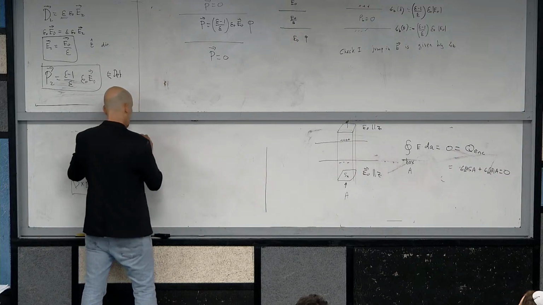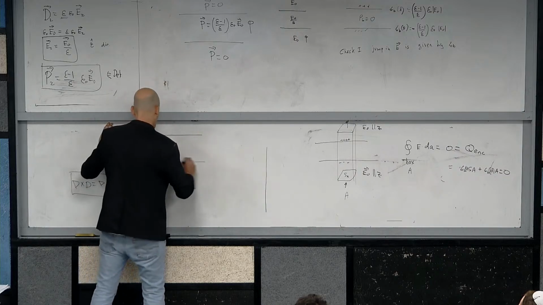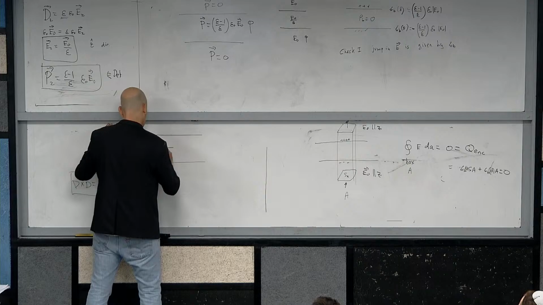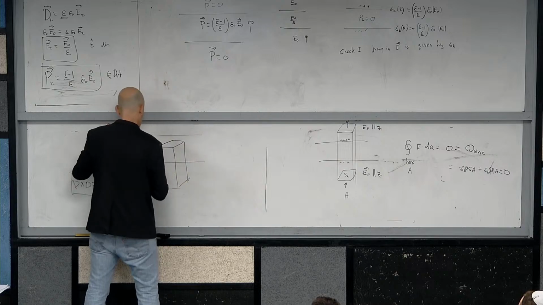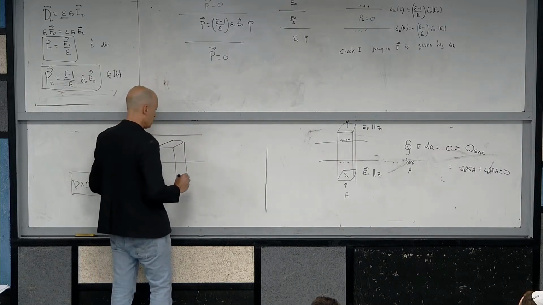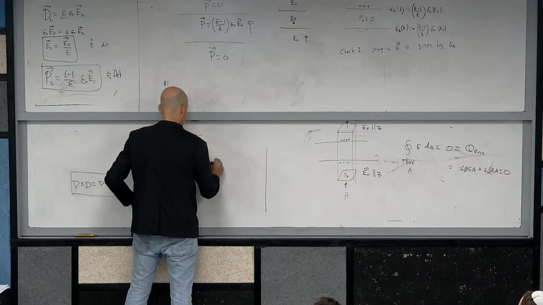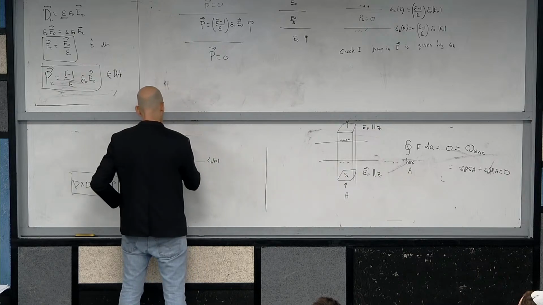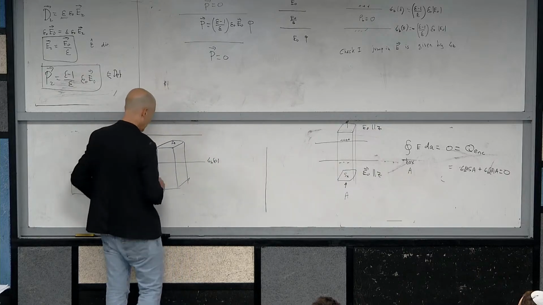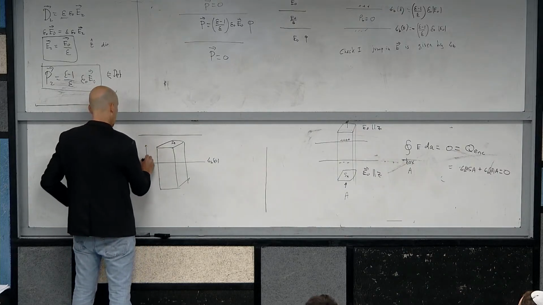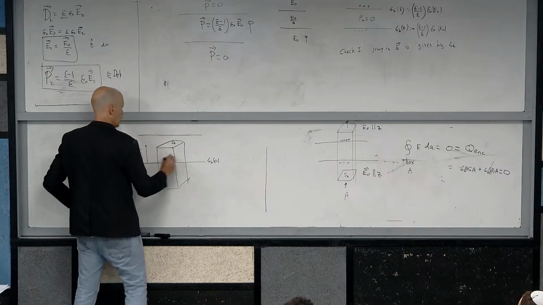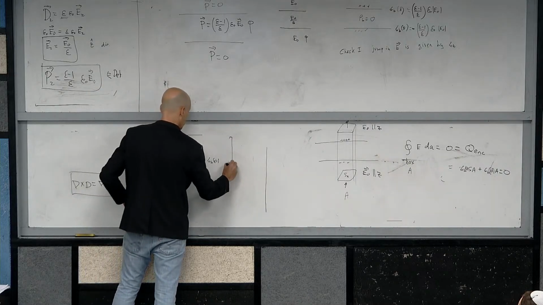So if I now do this box like this, we have this charge density sigma B at 0. We have this surface area here. And we can call this Z, while this one is D.